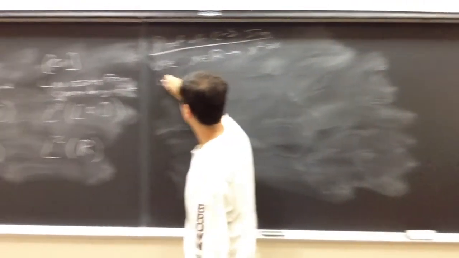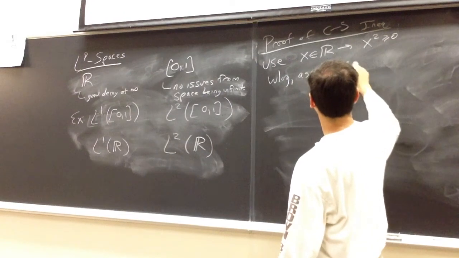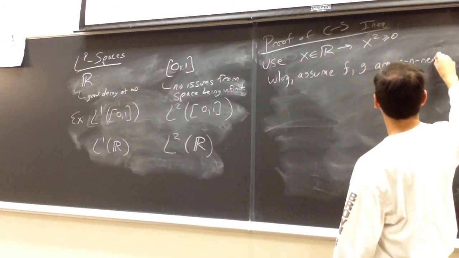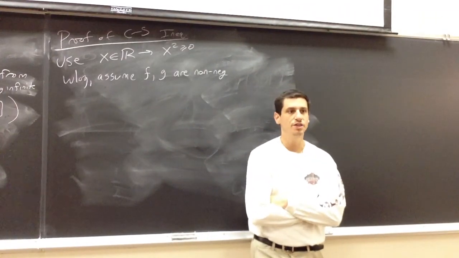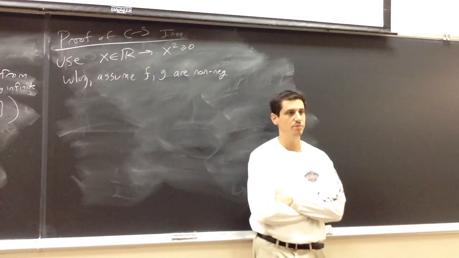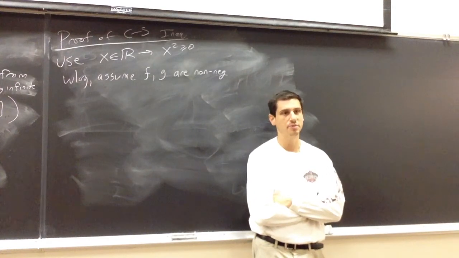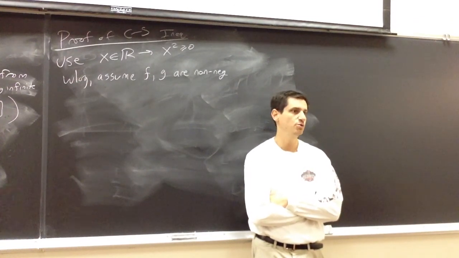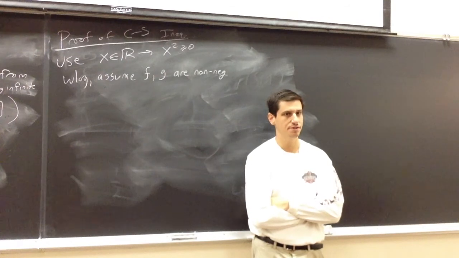Without loss of generality, let's assume f and g are non-negative. If you think back to the Cauchy inequality, we're trying to show the integral of the absolute value of f times g. Well, I can replace f with absolute value of f. I can replace g with absolute value of g. So if I can do it for non-negative functions, we can do it in general. Okay? So there is no real danger in doing something like this.